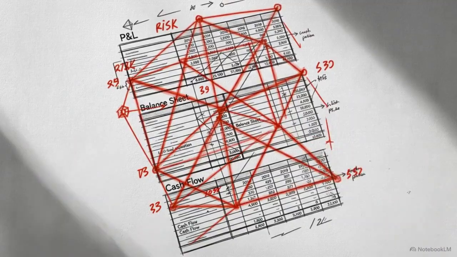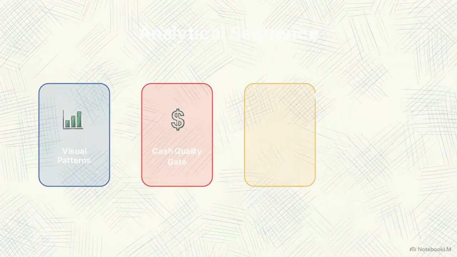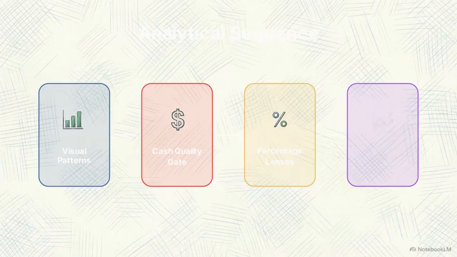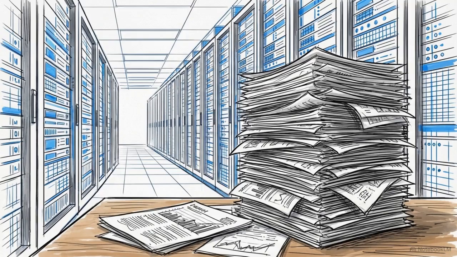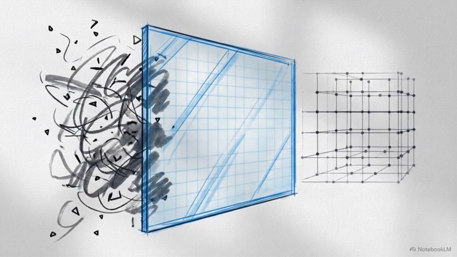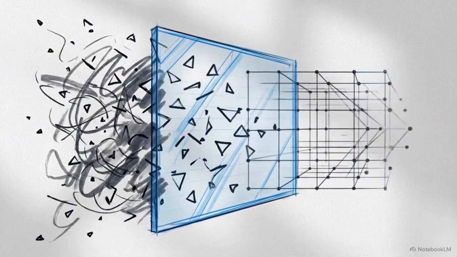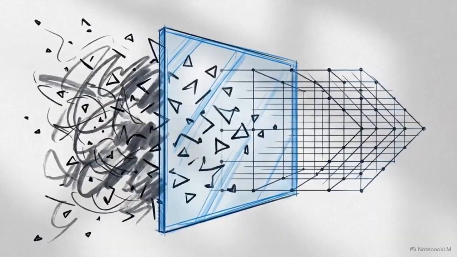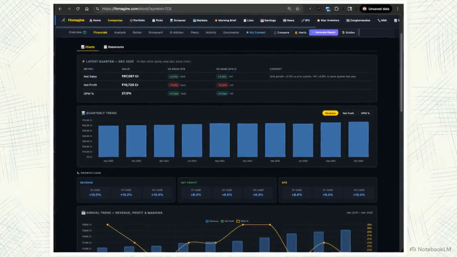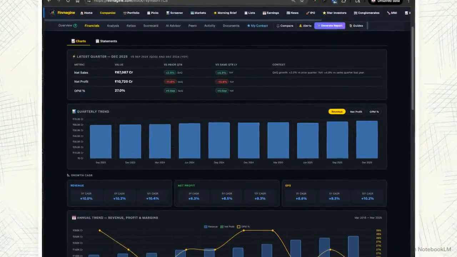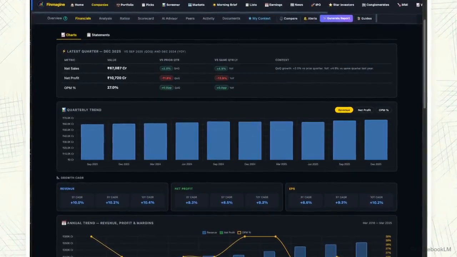This is the complete analytical sequence. Spot the visual pattern in the charts, clear the cash quality gate, isolate margin leaks using percentage lenses, and verify the cross-statement logic on the comparison chart. Access to raw financial data is no longer an advantage. The market already has the numbers. The true edge lies in the speed and precision with which you apply the correct filter to cut through noise and expose structural reality. Mastering the Finmagine Financials tab provides the exact infrastructure required to execute this systematic, institutional-grade workflow in minutes.